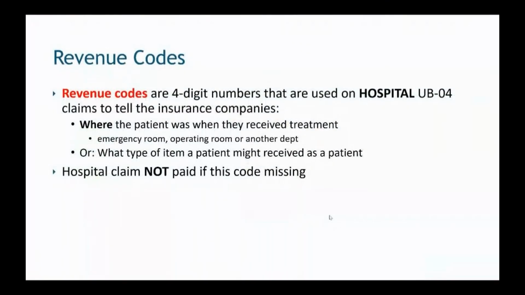Revenue codes. Now, revenue codes are 4-digit numbers, and they're only used on hospital UB04 claims. And they tell insurance companies where the patient was when they received the treatment. Was the patient in the emergency room, the operating room, or another department? And they also tell the insurance company what type of item a patient might have received as a patient. A hospital claim will not be paid if this code is missing.